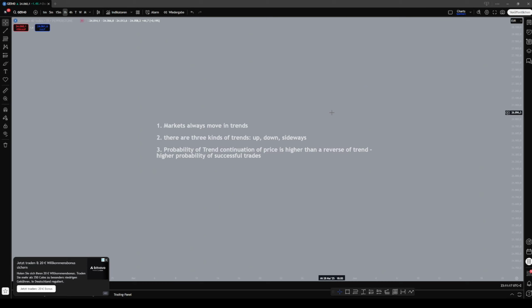trends. And one key fact about trends is that the probability of trend continuation is way higher than for the price to reverse. So what I want to do, to have a high probability of success, is to trade in trend direction.